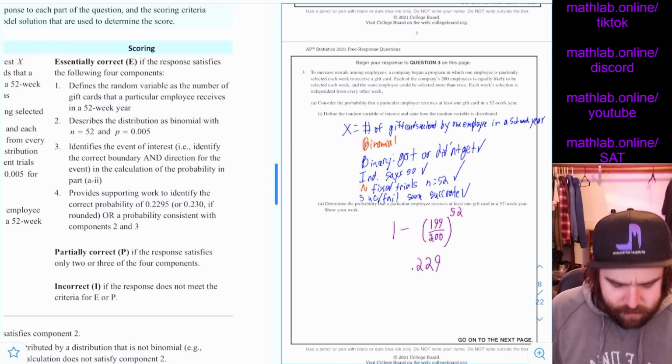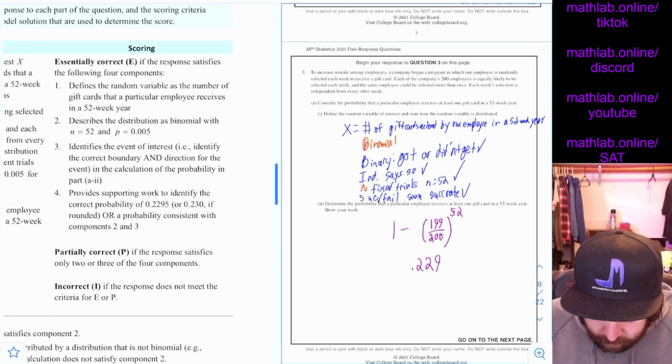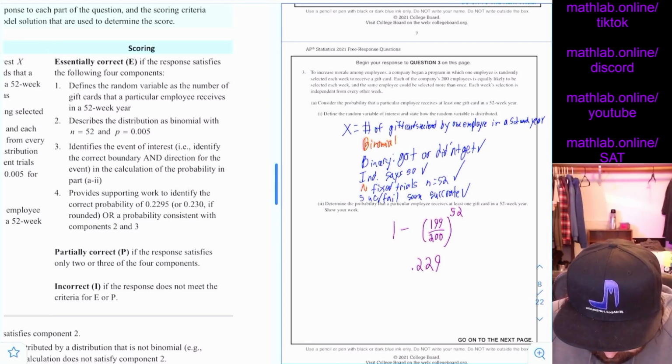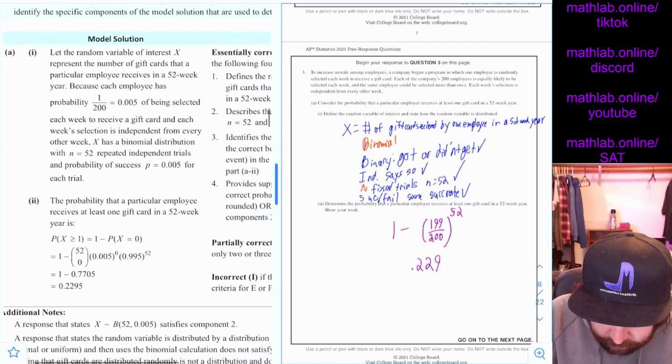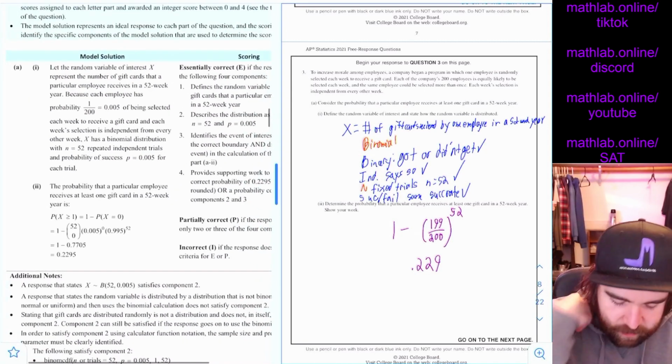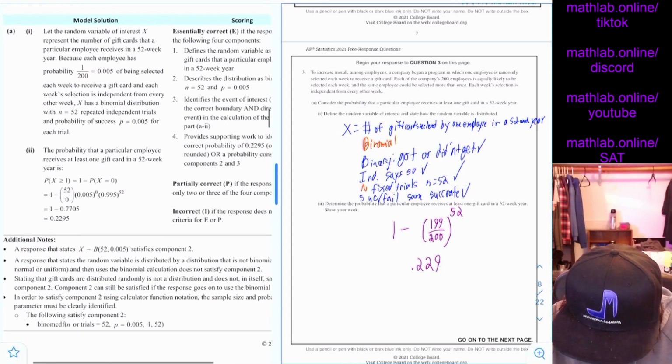Whoa, whoa, whoa. I didn't talk about this at all. Provide supporting work to identify the correct probability. Oh, wait. That's the other side. That's part 2. Okay. Oh, so that all goes together. Okay. So I should be safe. They used one extra decimal place than I did. So, I definitely did that.